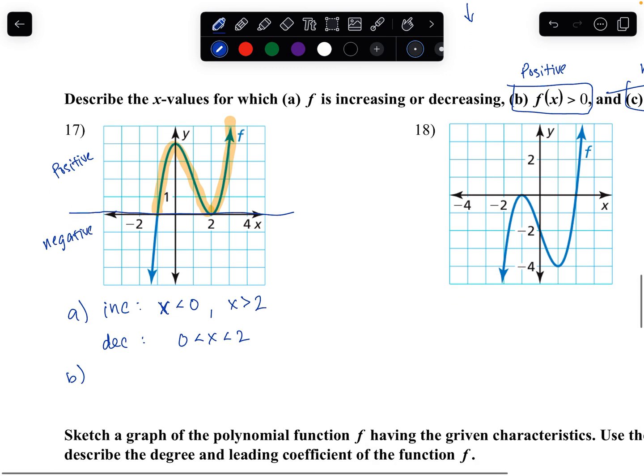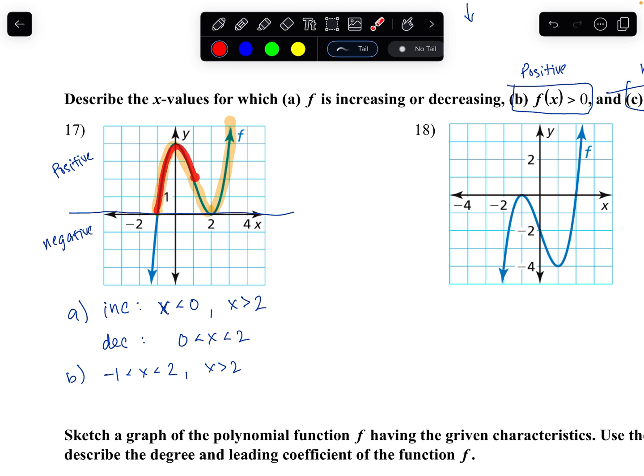And so whenever I describe positive values, I'm going to say, let's say negative 1 is less than x, and that's less than 2, and x is greater than 2. So we're going to be positive from here, from negative 1 to 2, right? So from negative 1 to 2, but not at 2. And then we're going to be positive again when we're greater than 2. And then we're going to be negative here. So for C, we're going to be negative when x is less than negative 1.